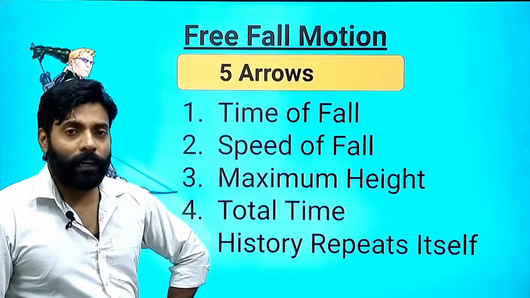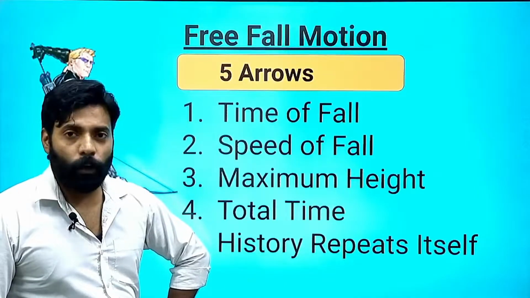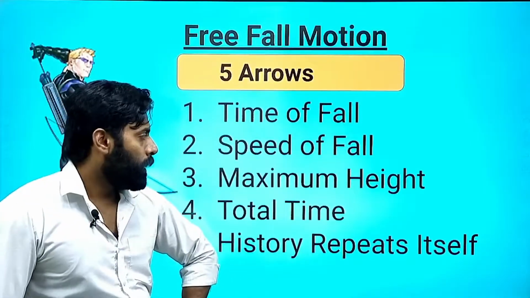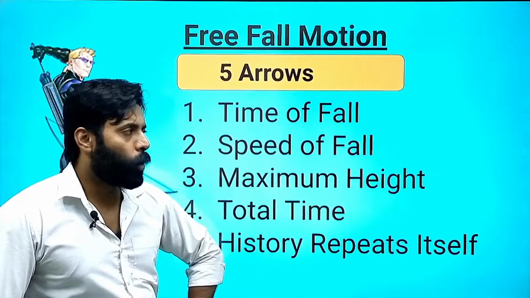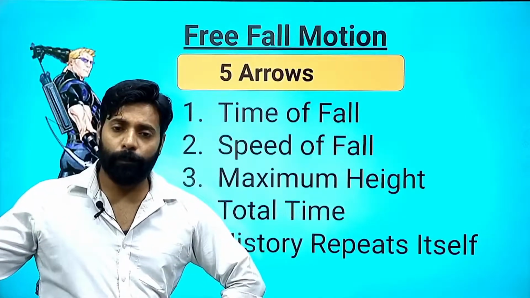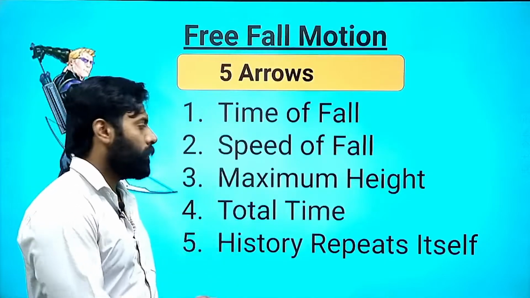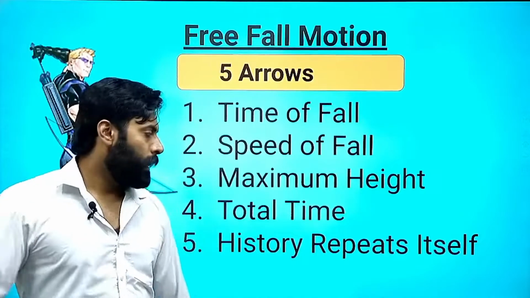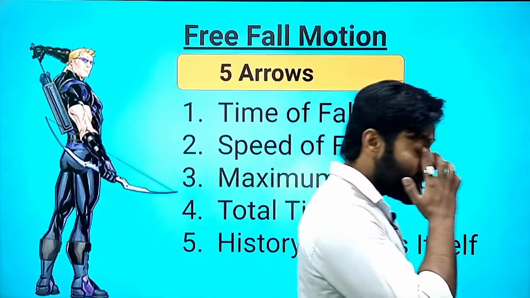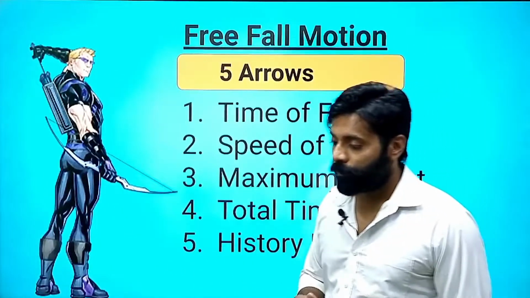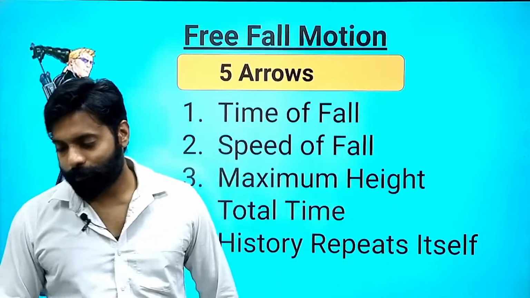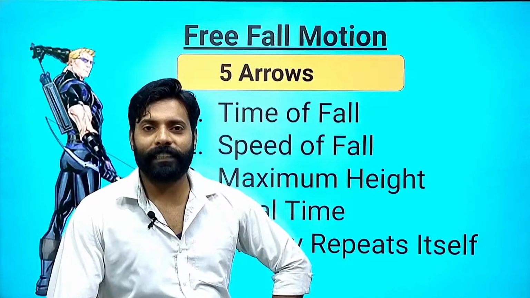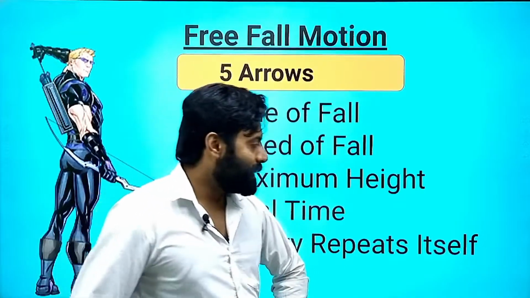So you have to find out the time of fall, then you have to find out the speed of fall, that at what speed it will hit the ground. Then what is the maximum height that an object will attain if I am throwing it up with some velocity. Then what is the total time taken by the object, and then the history repeats itself. That is a very important concept, that history repeats itself. Let's move.